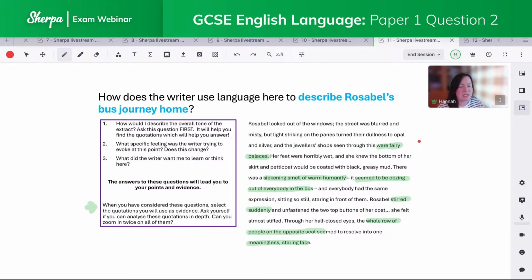So for example, the idea of a smell oozing out of everybody. Oozing is this kind of sensory imagery. Smells don't ooze. Ooze is what liquids do, thick liquids. So it emphasises just how disgusting and stinky and horrible it is on the bus. That the word oozing, this sensory imagery, this almost onomatopoeic kind of word, is used to emphasise just how awful Rosabelle's journey is.